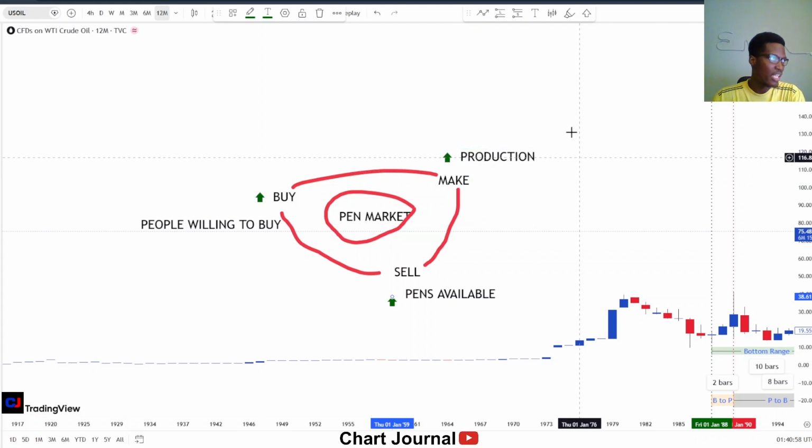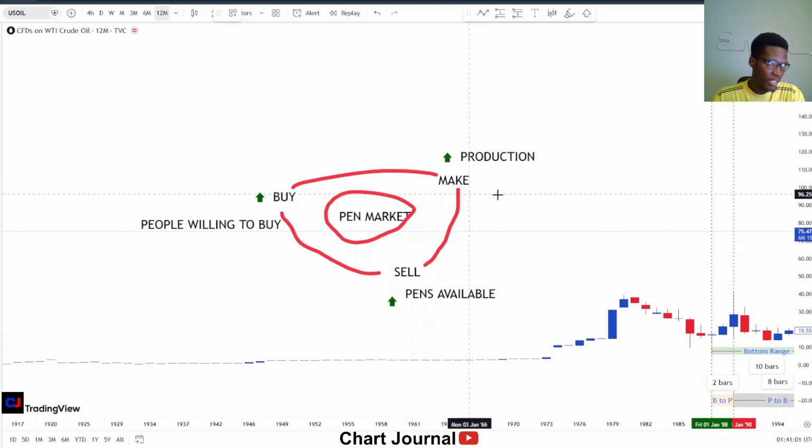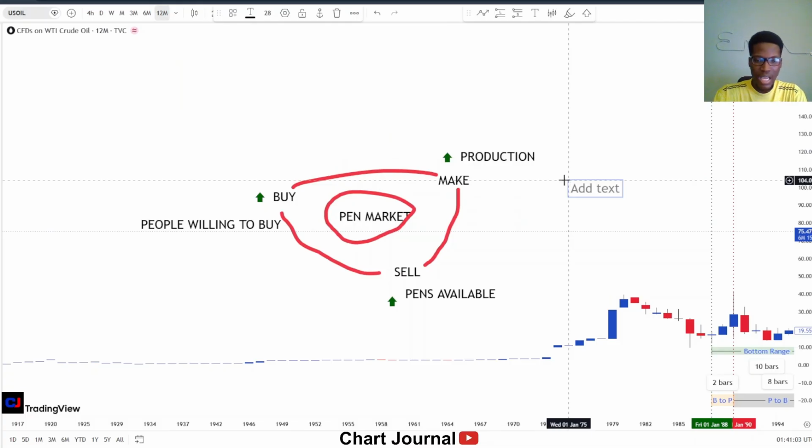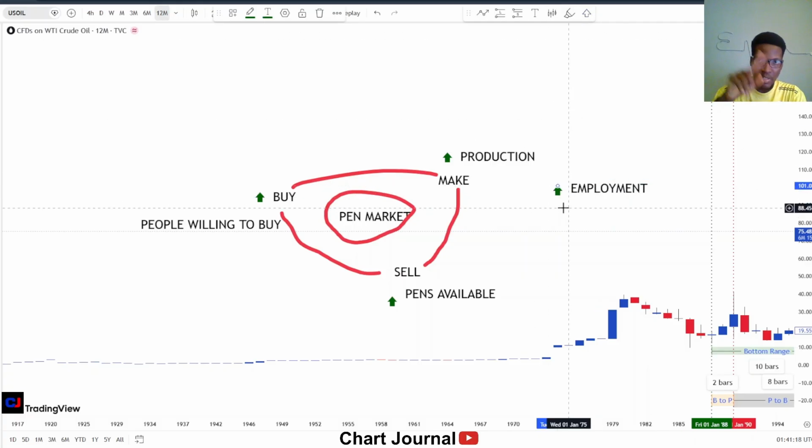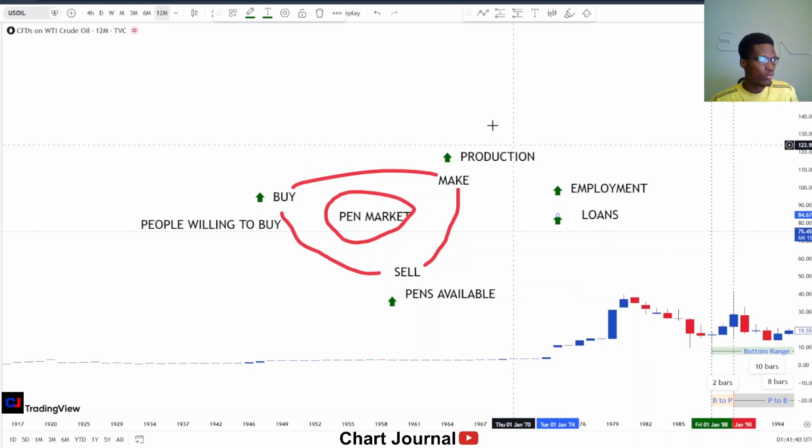So once we have an increase in production, we have an increase in employment. Once this system is working, once the economy is working or growing, we have an increase in employment in the economy. As we are increasing production, more loans are taken for expansion. So here as well, more loans are granted, an increase in loans. So we are hiring more, taking more loans, making more pens.